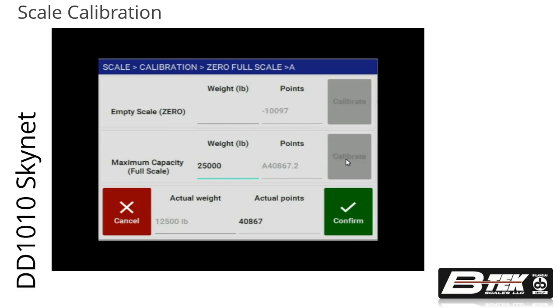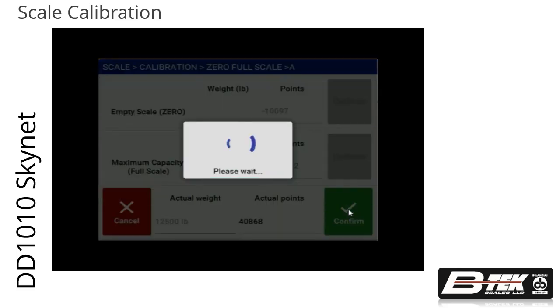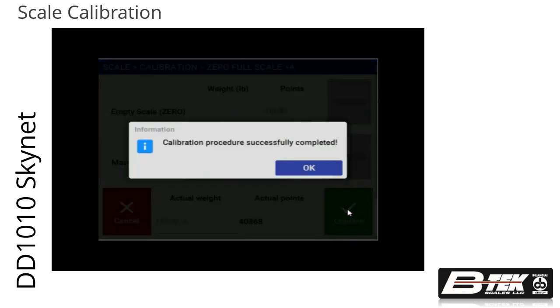After the span's completed, we can then view our points for 0, span, and the current actual points on the scale. Keep in mind the actual weight will not be from your current calibration. It will be from the last calibration. Press Confirm to save. Then we'll click OK.